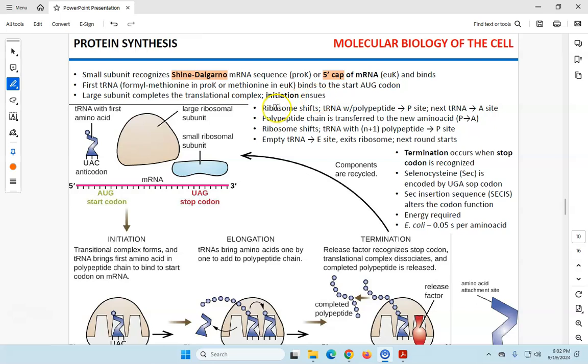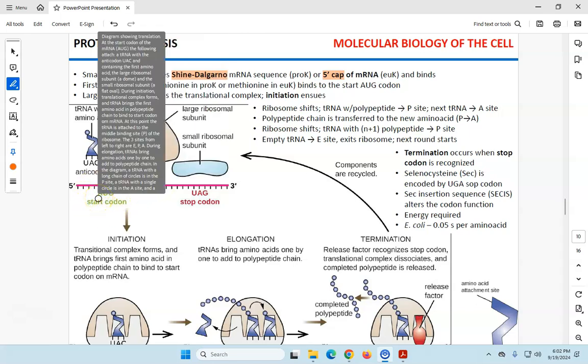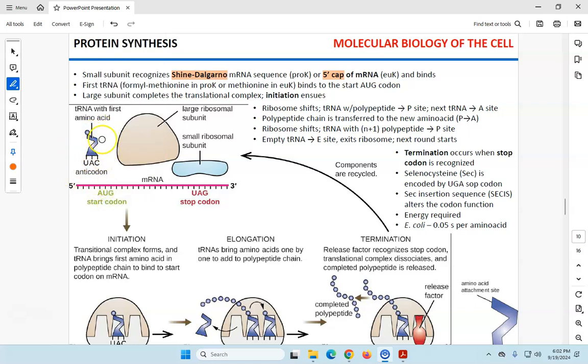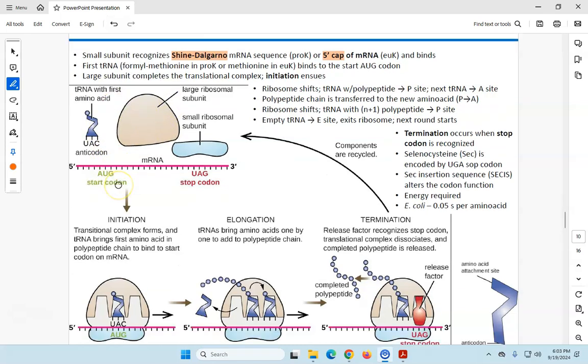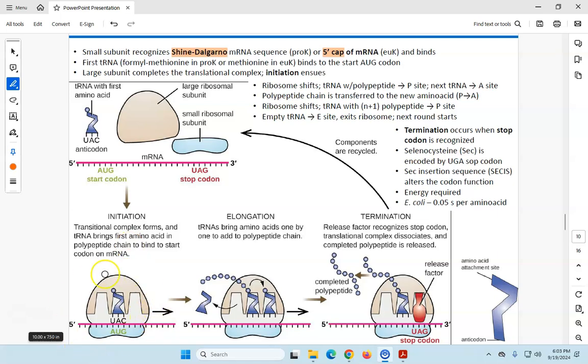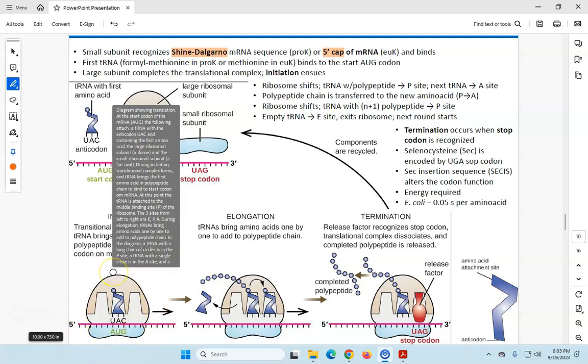So anyway, the small subunit recognizes that mRNA and binds to the start codon. Then the first tRNA binds to that, complementary. AUG is the start codon, anti-codon is UAC. So it binds here. And finally, the large ribosomal subunit binds to this, and you've got this initiation complex. Sounds good?